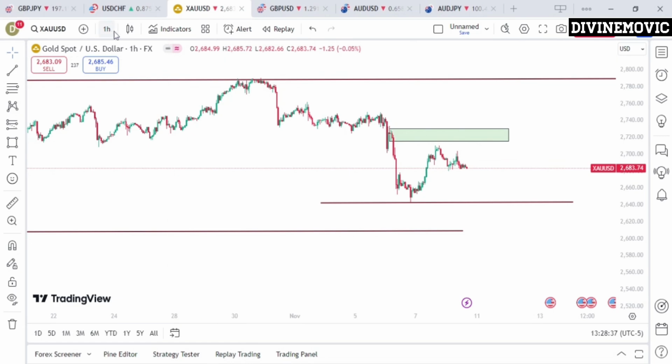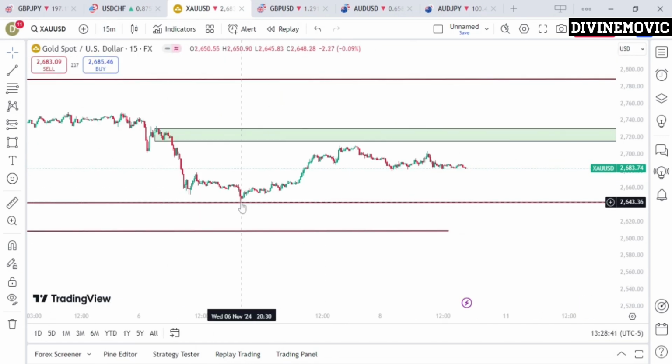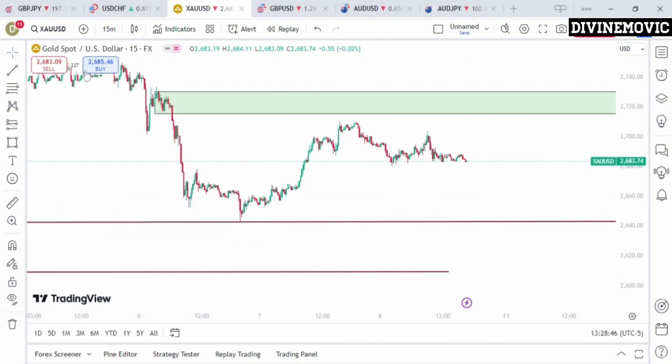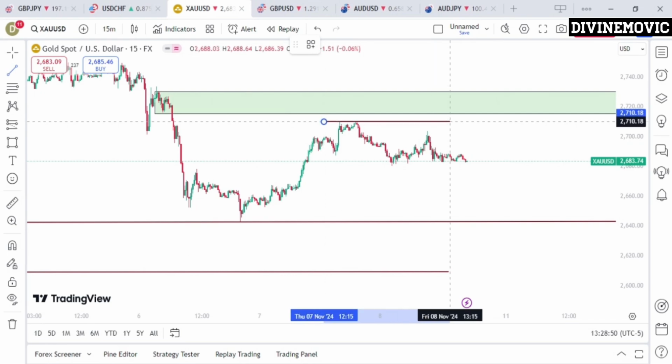Now on the 15 minutes time frame, we want to simply understand how price behaved from this particular swing low to the current place where price is, which is simply here. That means this is the swing low and this is a swing high that price created.